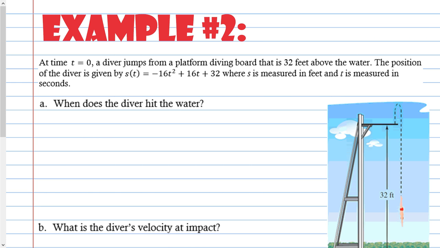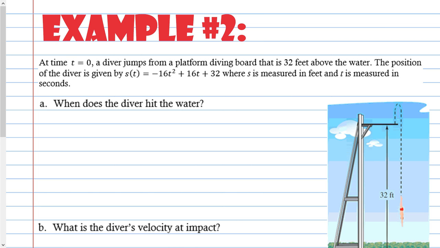All right, so example 2. At time t equals 0, a diver jumps from a platform diving board that is 32 feet above the water. The position of the diver is given by s of t equals negative 16t squared plus 16t plus 32, where s is measured in feet and t is measured in seconds. So for A, it says, when does the diver hit the water? So what that is asking is, at what time is the position 0?